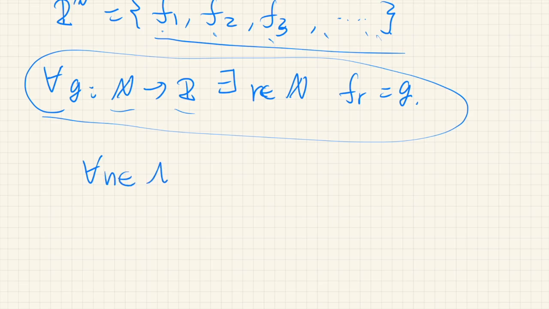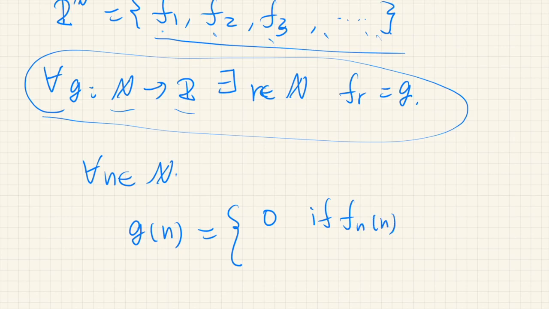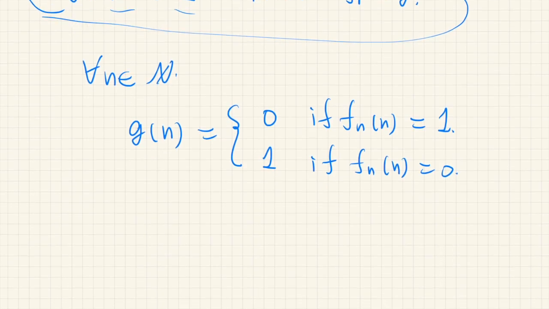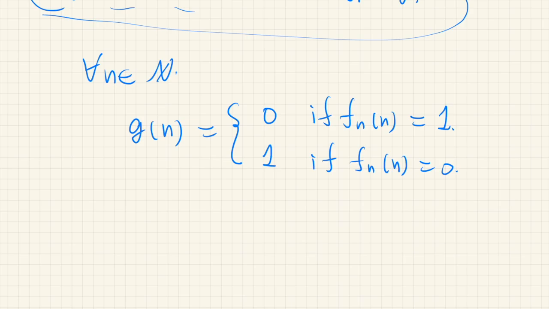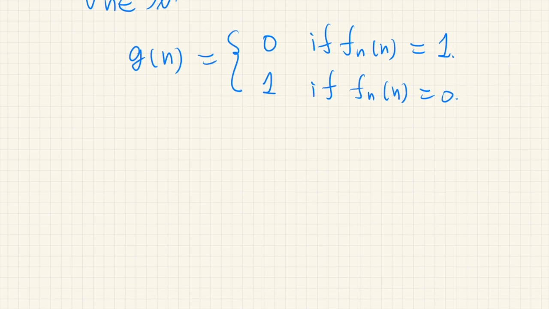For any natural number n, we define g of n as follows. This is equal to 0 if fn of n is equal to 1, or 1 otherwise, that is, if fn of n is equal to 0. Okay, so since we're assuming this is countable, we can just enumerate all values.